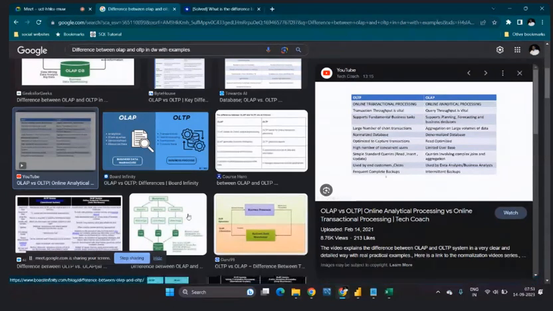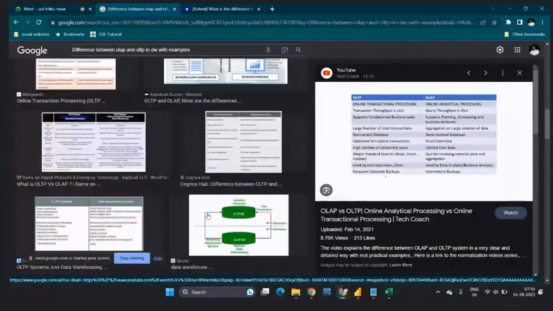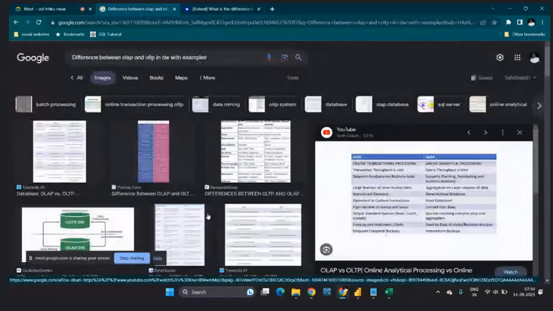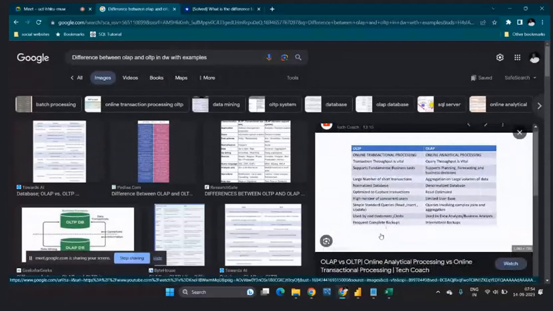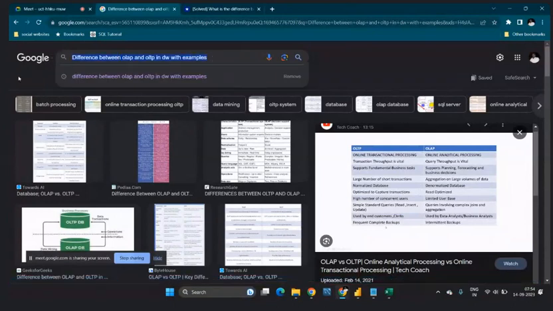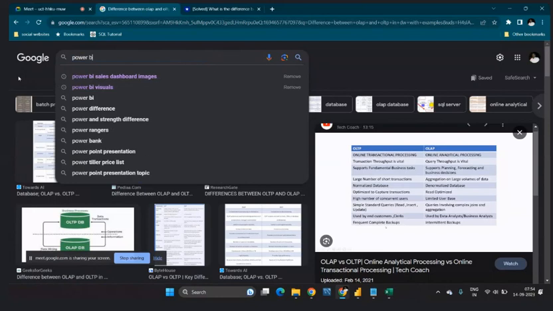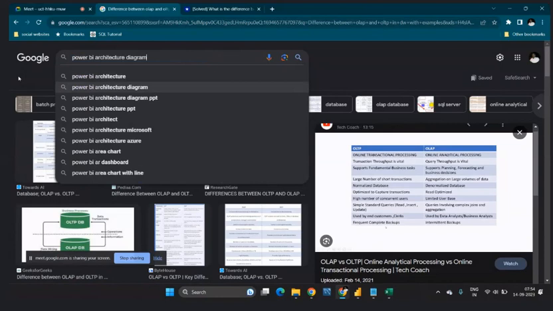Go through any one visual that is user friendly for you. Keep notes in your notebook with your pen, which is mandatory, before showing the image. For this, I need these two images. Now I'm going to another one. It's very important for our Power BI architecture diagram. Now you can understand the Power BI architecture diagram and the OLTP, OLAP concepts easily.